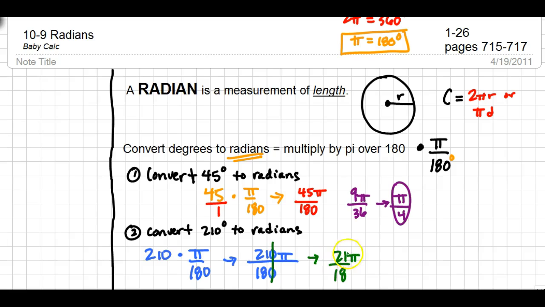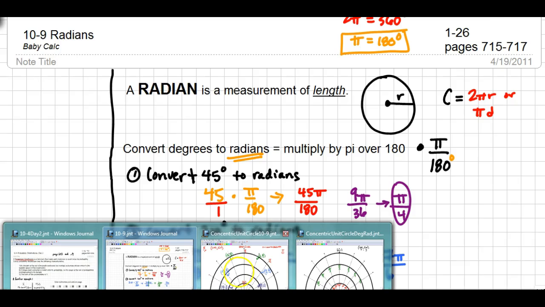21 and 18, if you add those up, 2 plus 1 is 3, 1 plus 8 is 9. 9 and 3 both have a common factor of 3, so 3 is a common factor of both of these. So 3 goes into 21 7 times, 3 goes into 18 6 times. So 7 pi over 6 is the radian measure of 210 degrees.